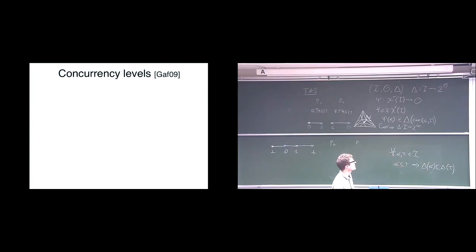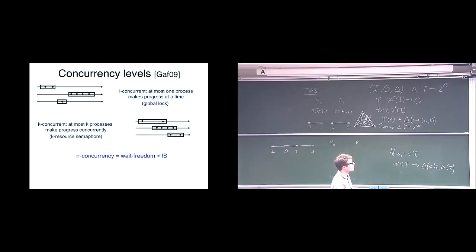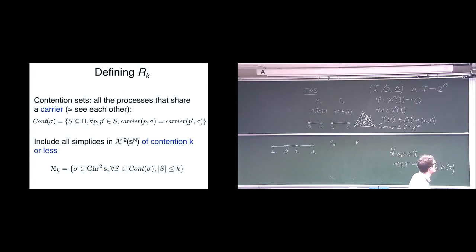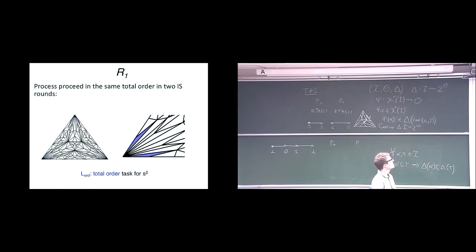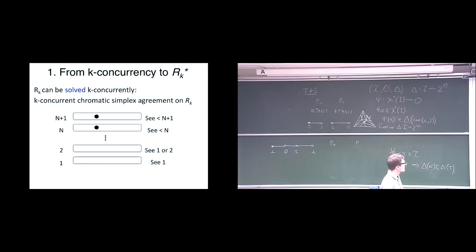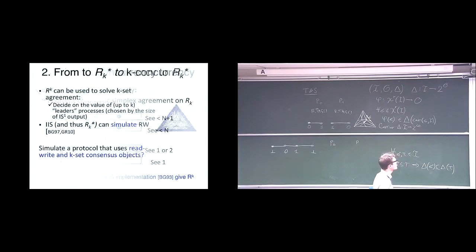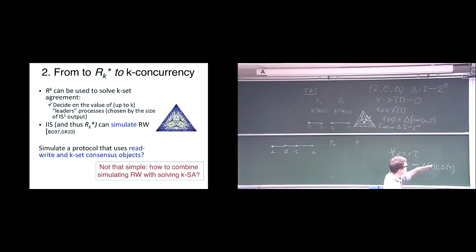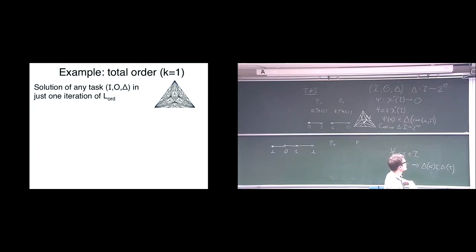So we show for k-concurrency, I will skip all this. I think it's just motivating why concurrency is an important model. That's how we define it formally, with all these simplices which are adjacent to the boundary, with a specific dimension illustration. I think this is interesting, but it's not the point. I think what is important is the result.